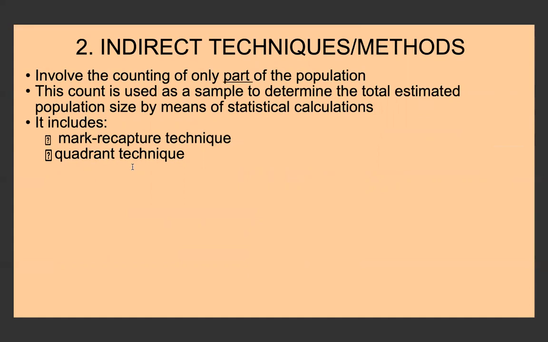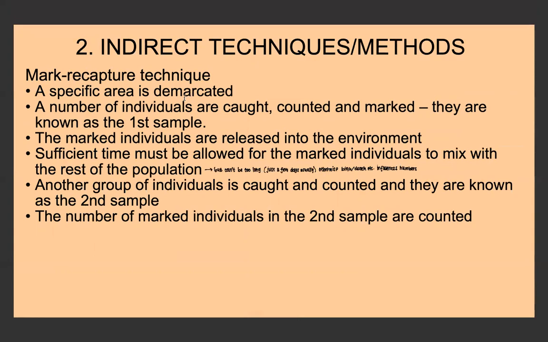In the mark recapture technique, this is the process. We demarcate a specific area. Within that area, a number of individuals are caught, counted, and marked. They're known as the first sample. They're usually marked by something like a band on them or a spot of paint or something like that. And they're then released back into the environment. They're then given sufficient time to mix with the rest of the population. But it's important it can't be too much time so that births and deaths will influence the numbers. So it's usually around about 3 days.